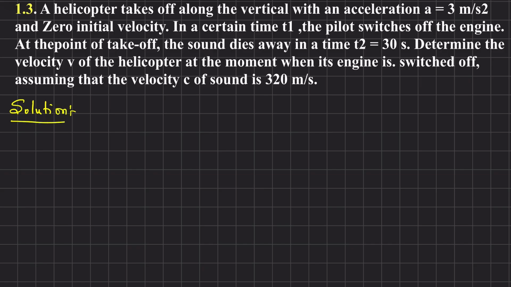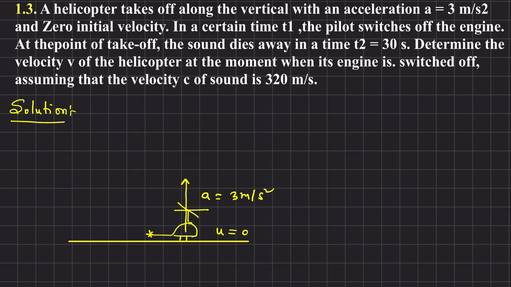Okay, where the landing of the helicopter generally happens. So here at this place your helicopter is there, and now it is going to take off. Its initial velocity is given as 0, and it is going to go up with an acceleration of 3 meter per second square. Okay, it is going to go up with the acceleration of 3 meter per second square. This is the first thing that has been given.